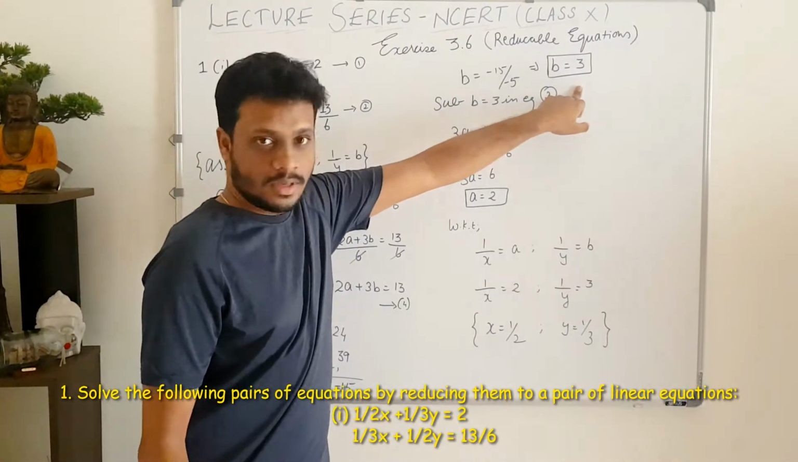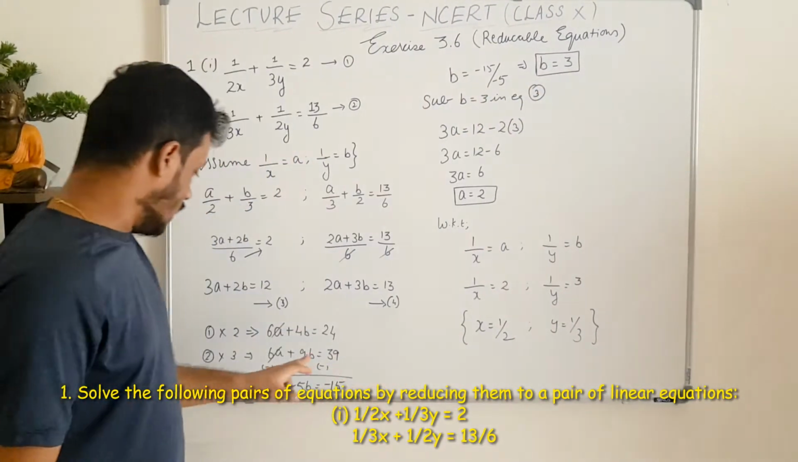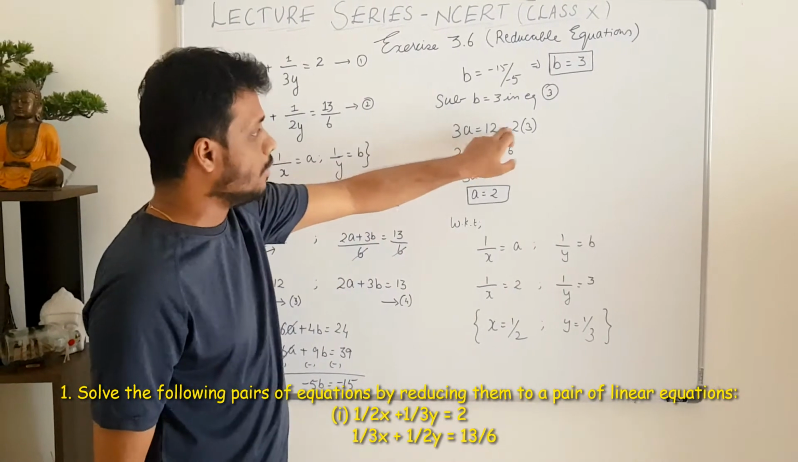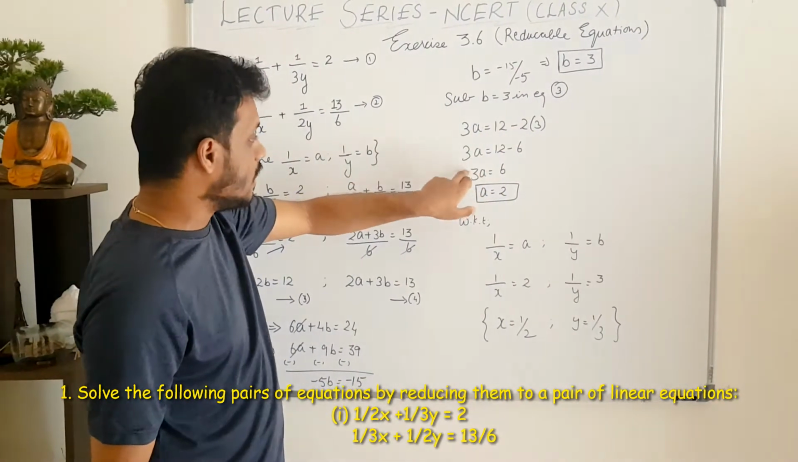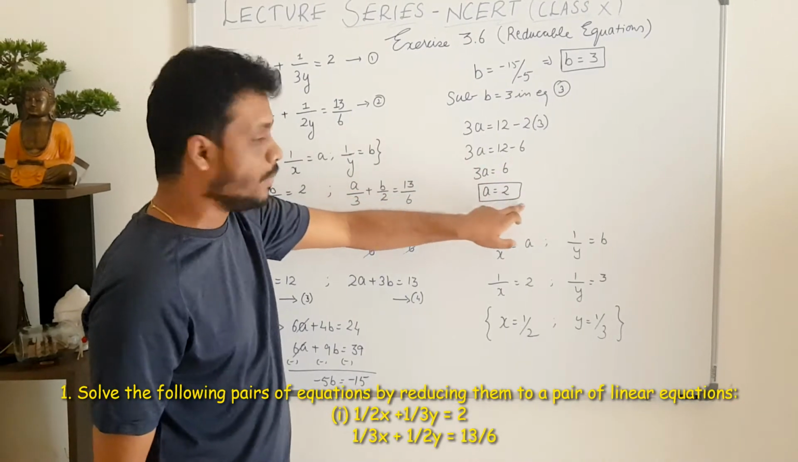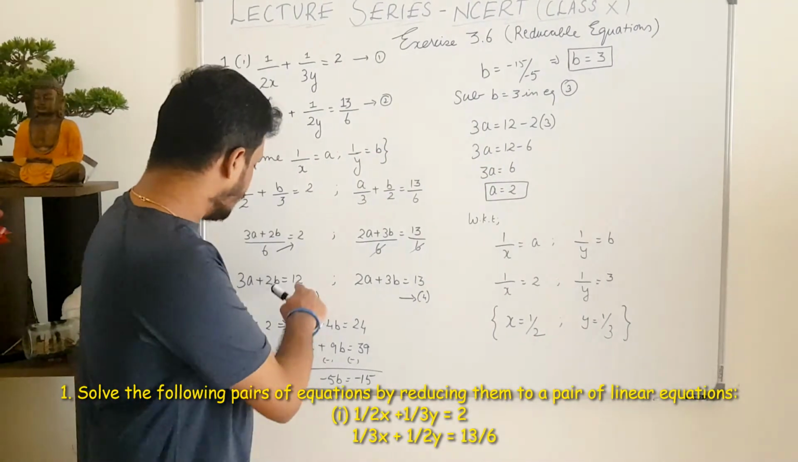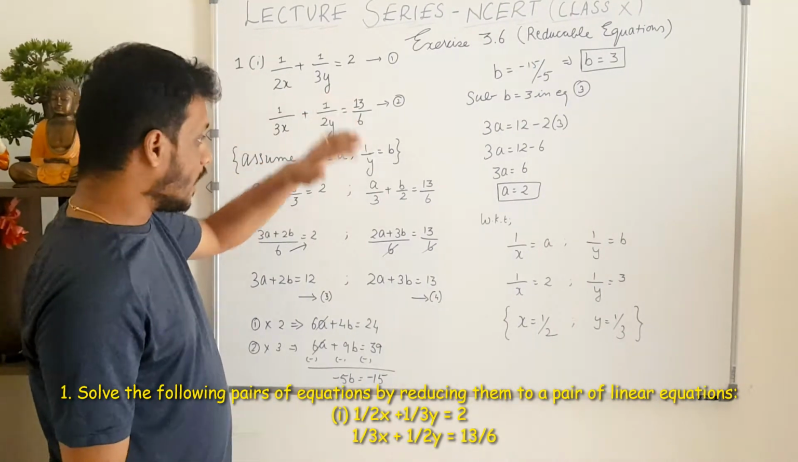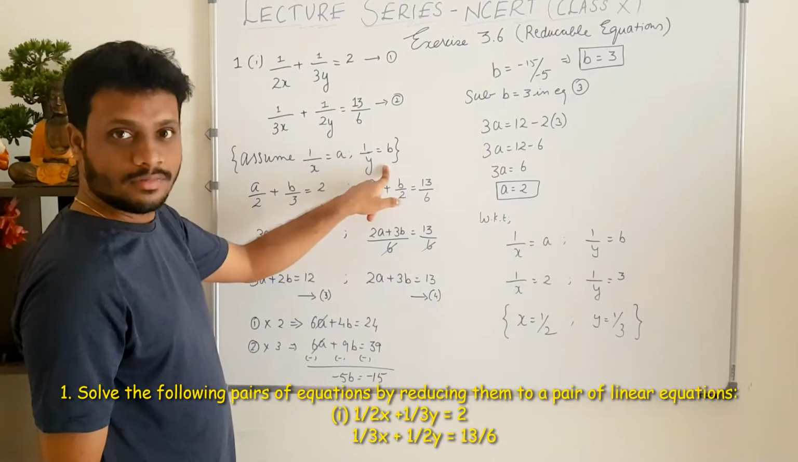So after obtaining b is equal to 3, I substitute b equal to 3 in equation 3. When I do that, I get 3a is equal to 12 minus 2 times 3, which is 3a is equal to 12 minus 6, or a would be 2. Now we know that we got the values of a and b, but the actual question is the value of x and y. So we again put this back into the assumption and find the value of x and y.